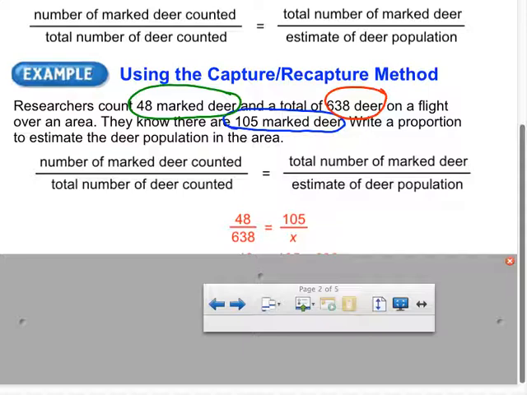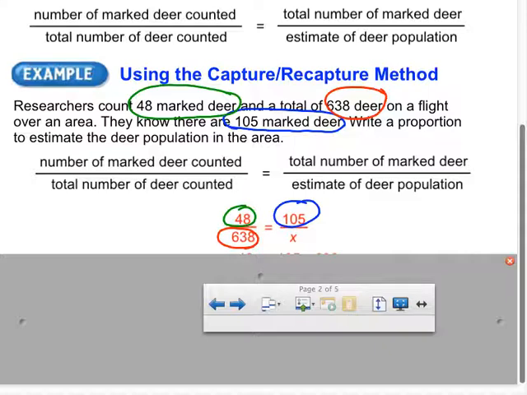Marked deer. That's how many we tagged. Then later we came back and we counted 638 deer. And of the 638 deer, we saw 48 had a tag on them. Got it? So we can estimate the total population from this.